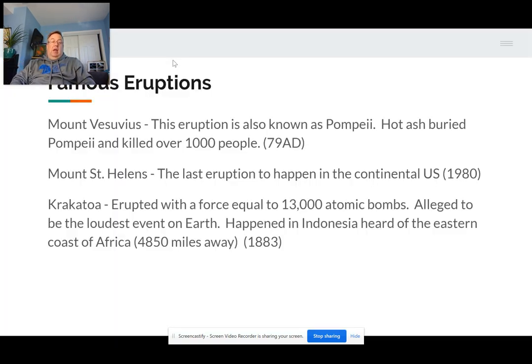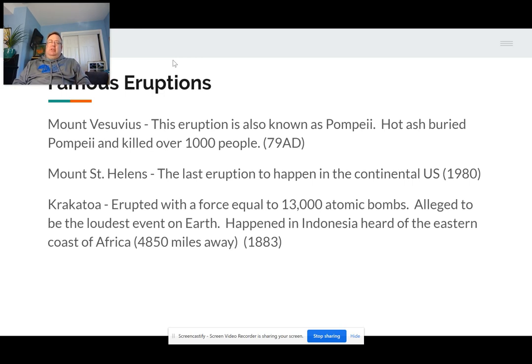All right. Three that we'll talk about very quickly. You've heard of two of them. One of them I don't know if you've heard of before. So Mount Vesuvius. You know this better as Pompeii. Okay. So this happened in Italy. Instead of getting a lot of lava, you had what we call a pyroclastic flow, which is a lot of hot ash mixed with steam.